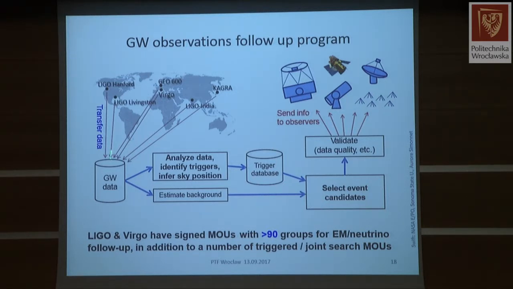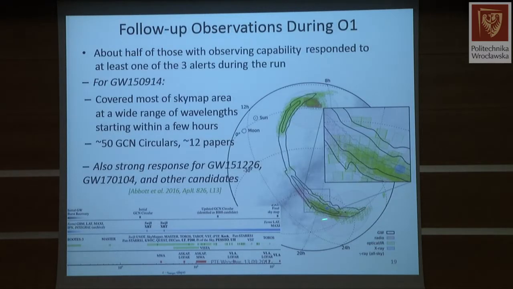So a very large program was initiated where the data from gravitational wave detectors are analyzed online, and this analysis is done in a time less than 1 minute, and if there is a promising trigger, it is sent to electromagnetic partners which signed a memorandum of understanding with LIGO and Virgo. So this program worked quite well.